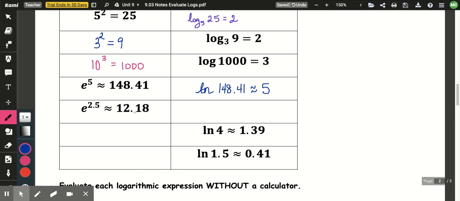Now you could try the next one here. Go ahead and pause the video and see what you can do with it. And then come back and see if you got it right.